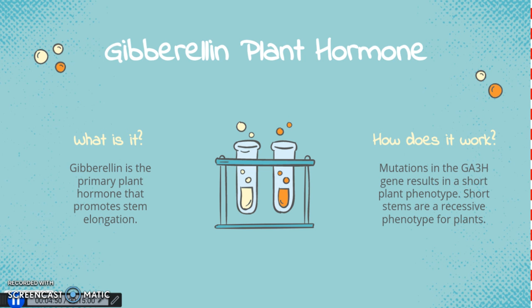We have an example. It's going to be the gibberellin plant hormone. Now, what is it? Gibberellin is the primary plant hormone that promotes stem elongation, or length, within a plant. And how does it work? It's actually mutations in the GA3H gene that result in a short plant phenotype. And short stems are actually a recessive phenotype for plants, and so that's how the gibberellin plant hormone is going to come in.